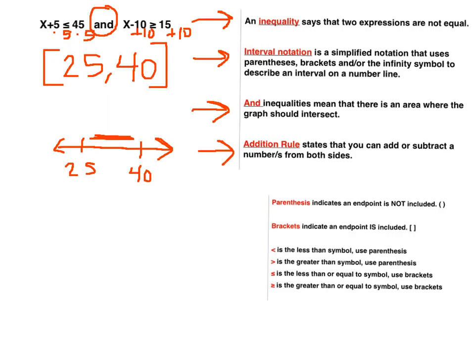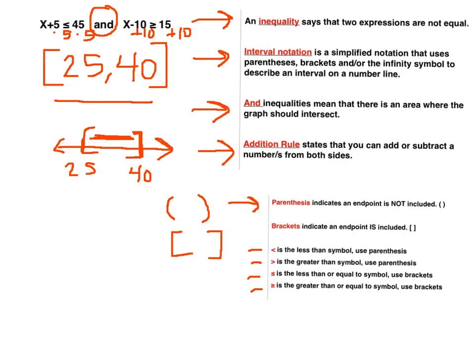A few other things to keep in mind when working with inequalities is that a parenthesis indicates that an endpoint is not included, and brackets indicate that an endpoint is included. You would be using parentheses if you have a less than or a greater than symbol. If you have a less than or equal to symbol or a greater than or equal to symbol, you would be using the brackets like we did here. The brackets and parentheses are not only used when using the interval notation, but also when you're graphing the problem. So here we would be using brackets, indicating that 25 and 40 are both included in the problem.